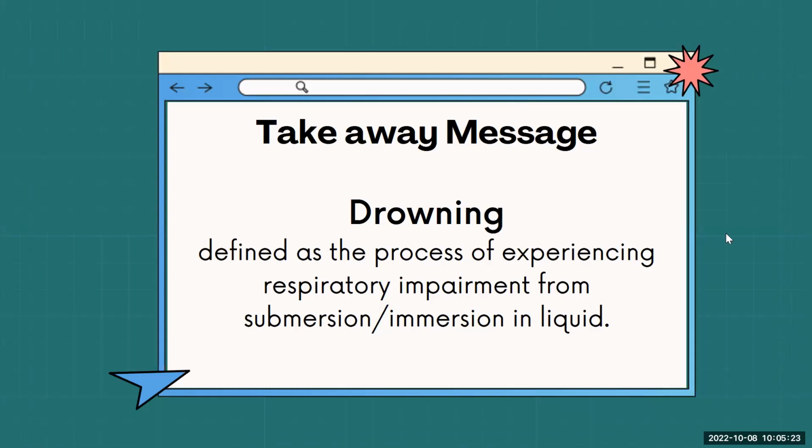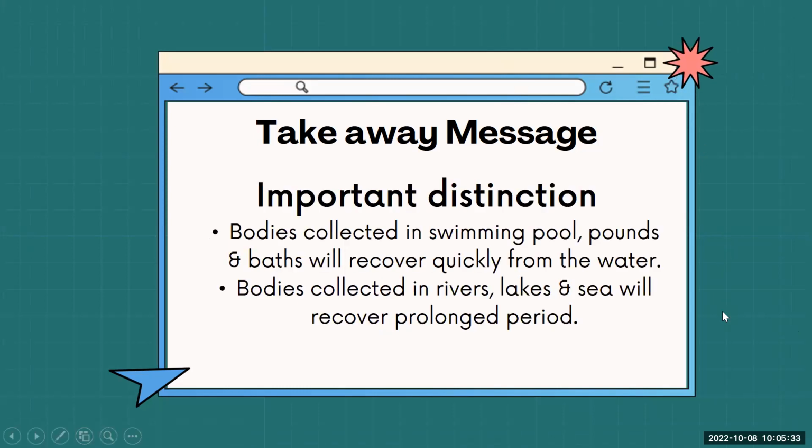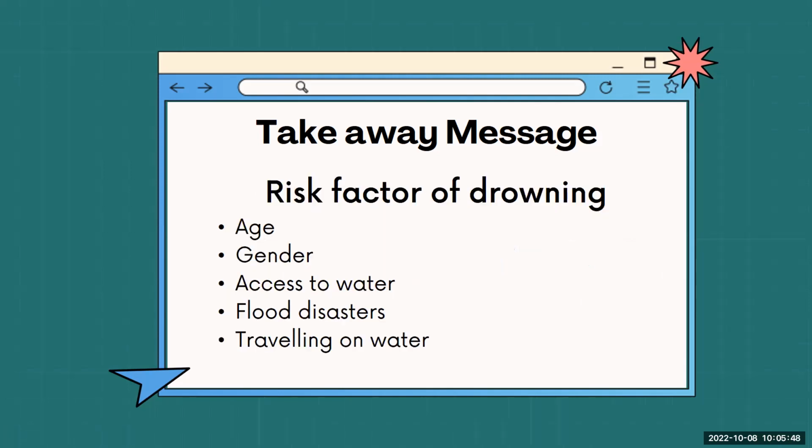Takeaway message. Drowning is defined as a process of experiencing respiratory impairment from submersion or immersion in liquid. Next one. Important distinction. Bodies collected in swimming pools, ponds, and baths will be recovered quickly from deep water. Bodies collected in rivers, lakes, and sea will be recovered after a prolonged period. Next.